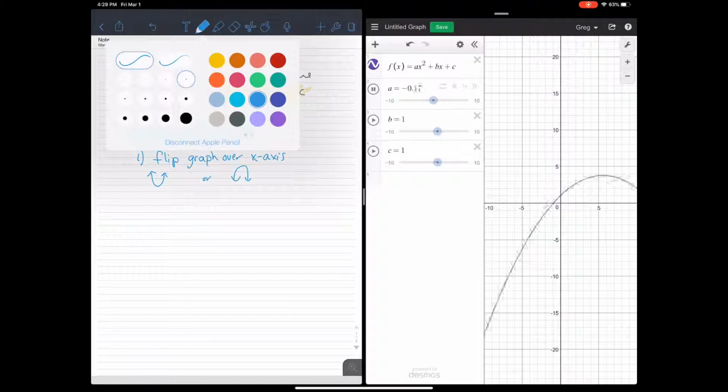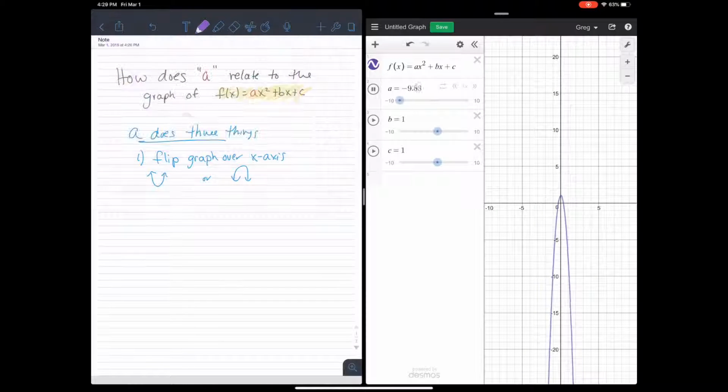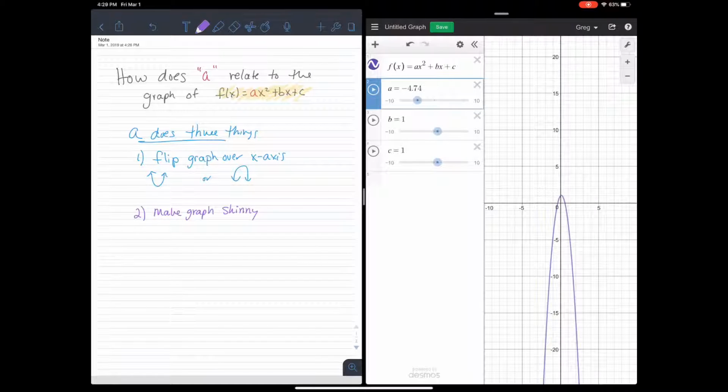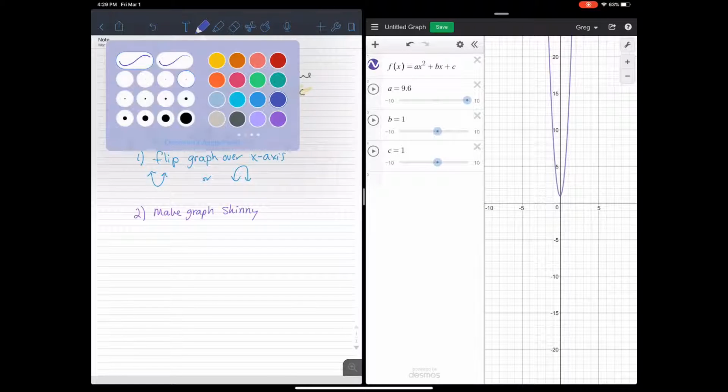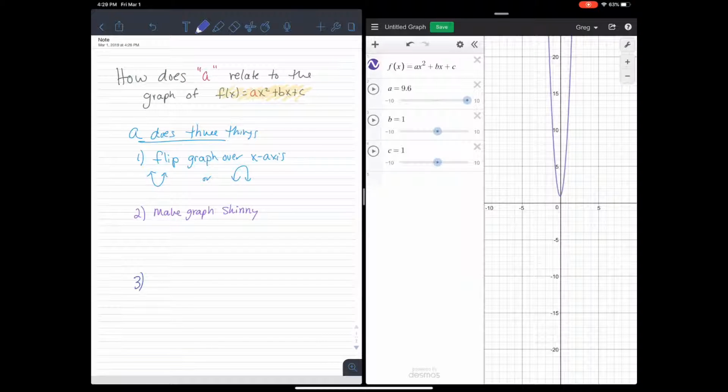The second thing that this is responsible for is making the graph skinny. Like right now, my graph is really, really skinny. I can make it even skinnier. It's even more skinny. Same thing up here. Here's a graph. If I make it this way, it's even skinnier. So it can make the graph skinny, and as you saw, if we just change our perspective a little bit, we can make it wider. If I slide it this way, it's getting really, really wide.